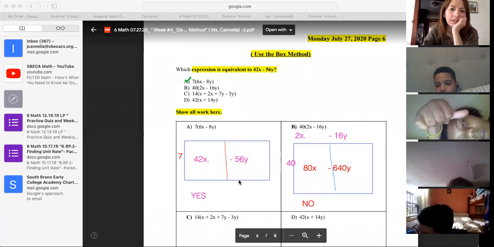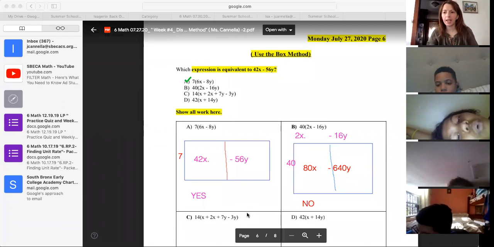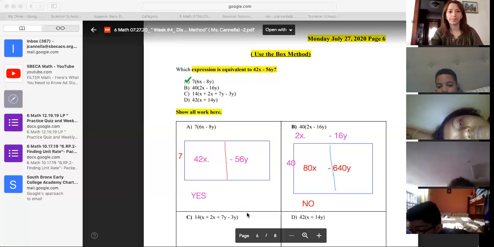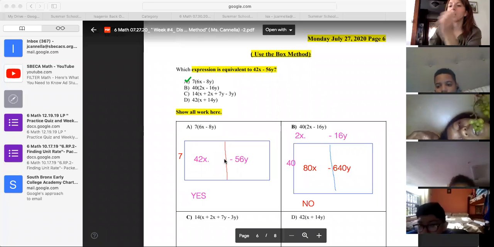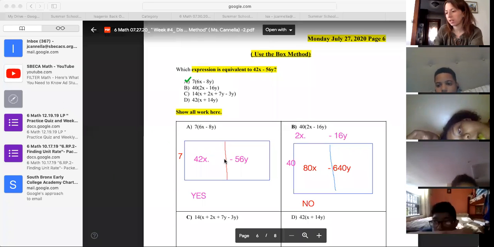Okay, let's do C now. Jerickson, you want to try letter C? Sí. All right, uno minuto, señor. Does everybody have this copied? Hurry up. Yadiel, you're going to do the next problem, so get ready. You're going to do page 7. Get on your toes.